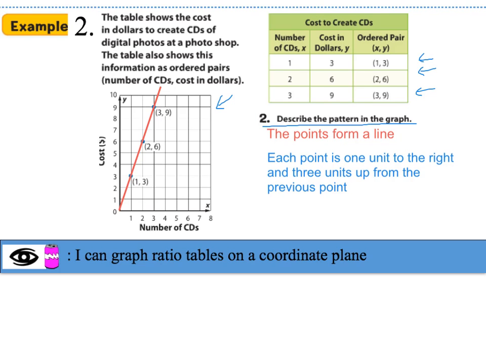By looking at our graph, we notice that each point is 1 unit to the right and 3 units up from the previous point. So if we start at 0, 0, my pattern says go 1 unit to the right, 3 units up. 1 unit to the right, 3 units up. 1 unit to the right, 3 units up. And that pattern should continue throughout the entire line. So we know that the cost increases by $3 for every CD.